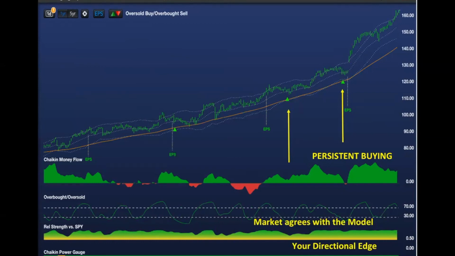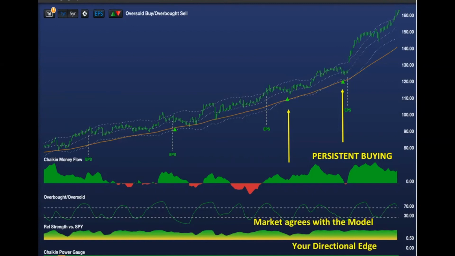Lam Research, just like Applied Materials, makes semiconductor equipment. It's had a bullish power gauge rating for 15 months. It's been outperforming the market. That's why group strength is so important. AMAT, Lam Research, same industry group. And there's been persistent accumulation since January in the stock. Notice the fluctuation between red and green in December. But since January, Chaikin money flow has gotten stronger and stronger and stronger.